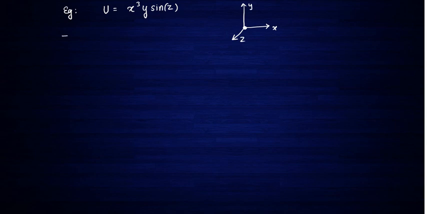So if we do find out minus du by dx, so this is the partial derivative. This is actually supposed to be dou u by dou x, not exactly du by dx, because that implies the derivative. So minus dou u by dou x happens to be equal to 3x square y sine z.